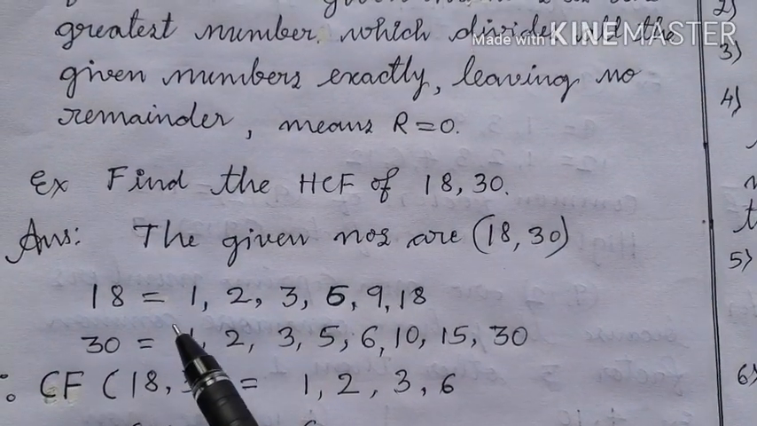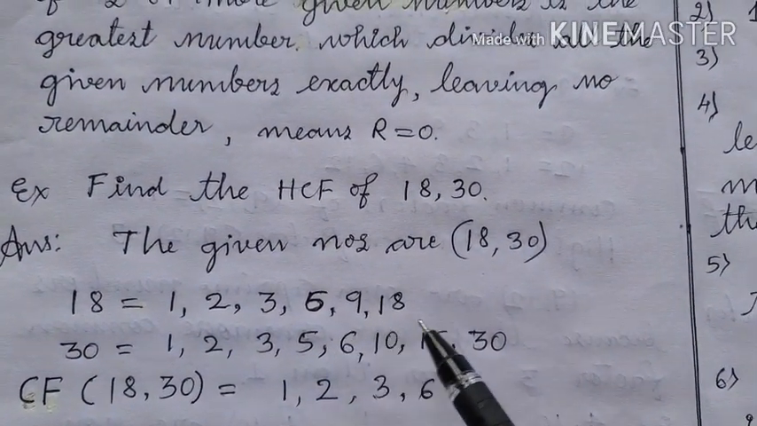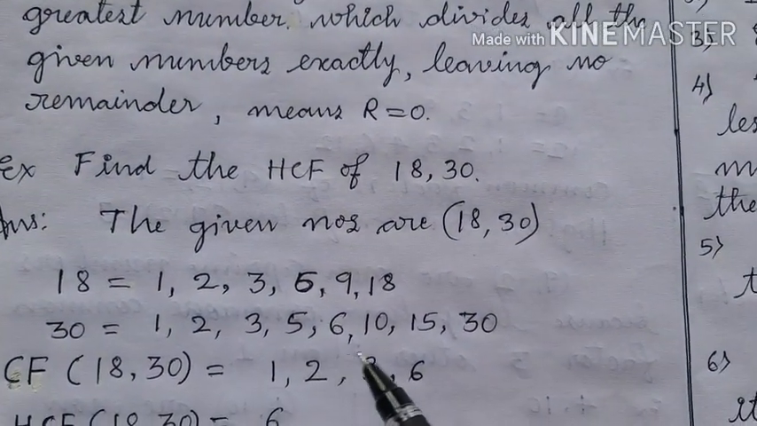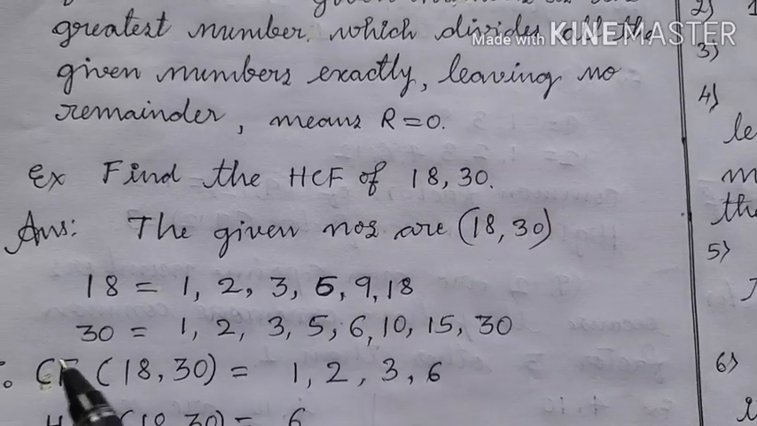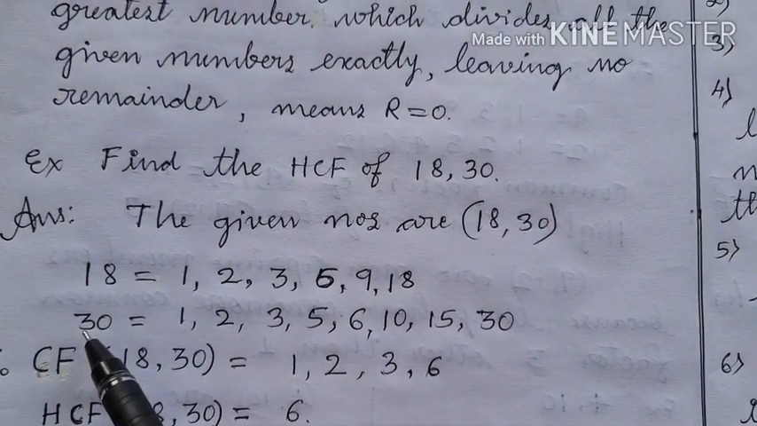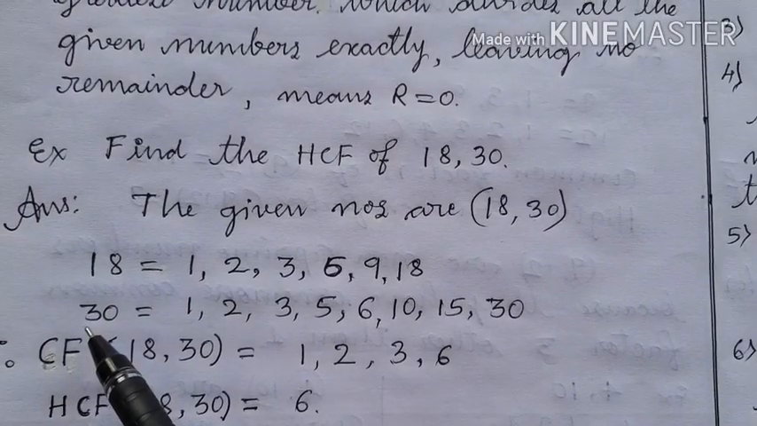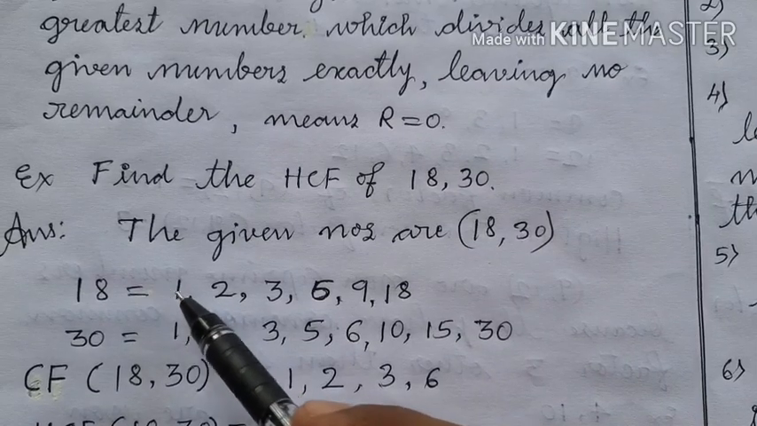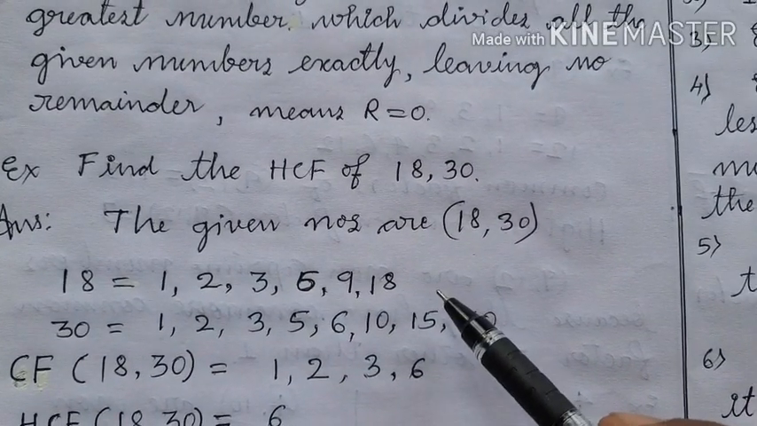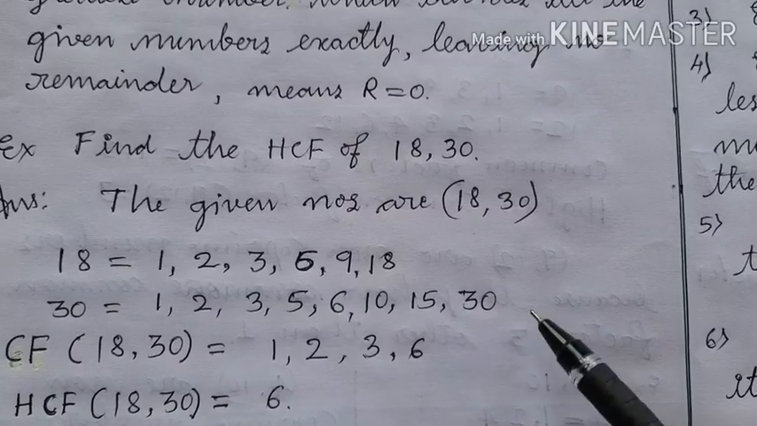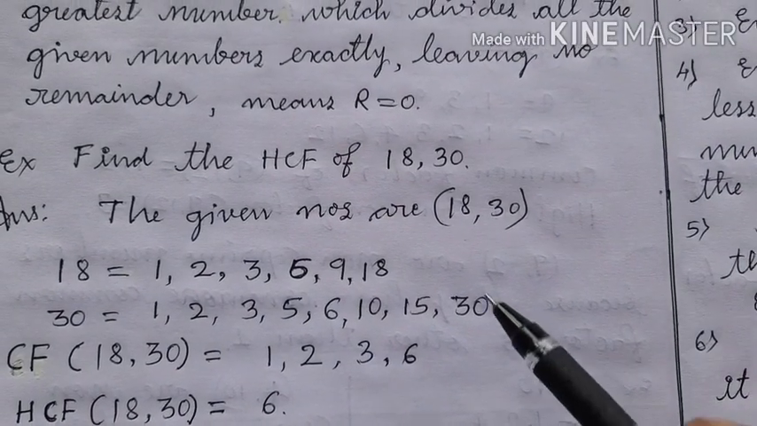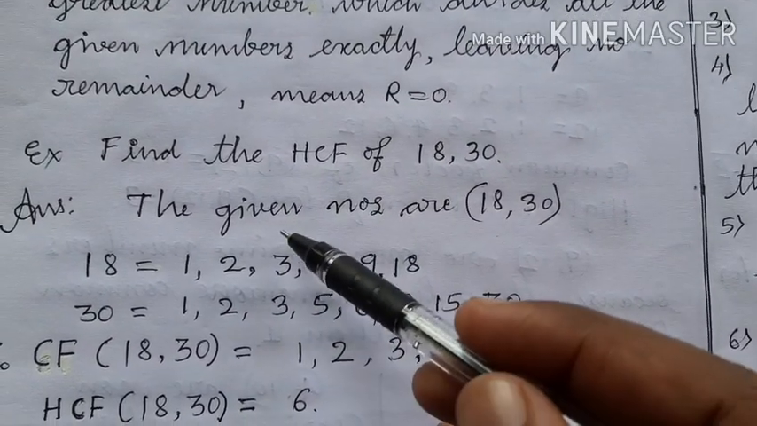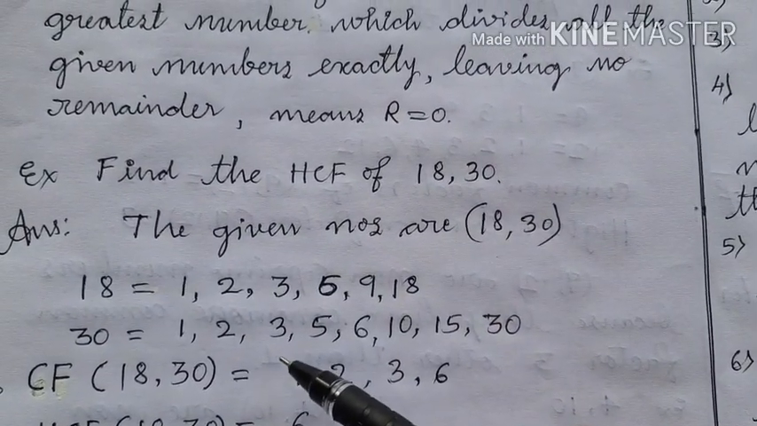It means 1, 2, 3, 6, 9, 18 will divide 18. And 1, 2, 3, 5, 6, 10, 15, 30 will divide 30. But now, children, what we should do is see whether there is any common factor which can divide both. This is the list of the factors of 18 and this is the list of factors of 30. Now you search, is there any common factor which can divide 18 and 30? That you have to select.